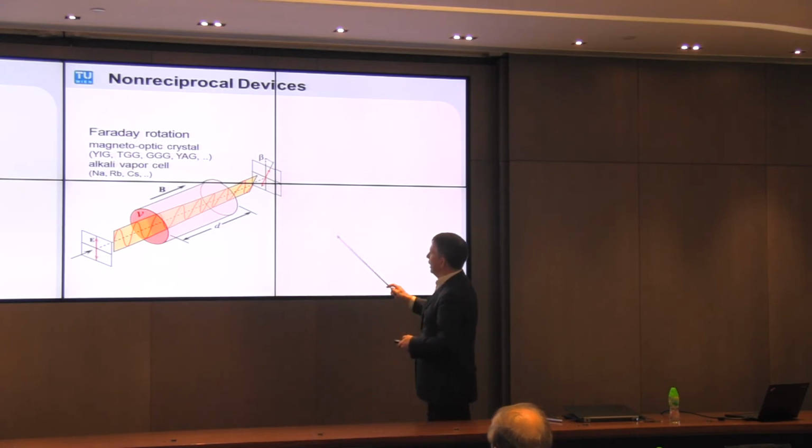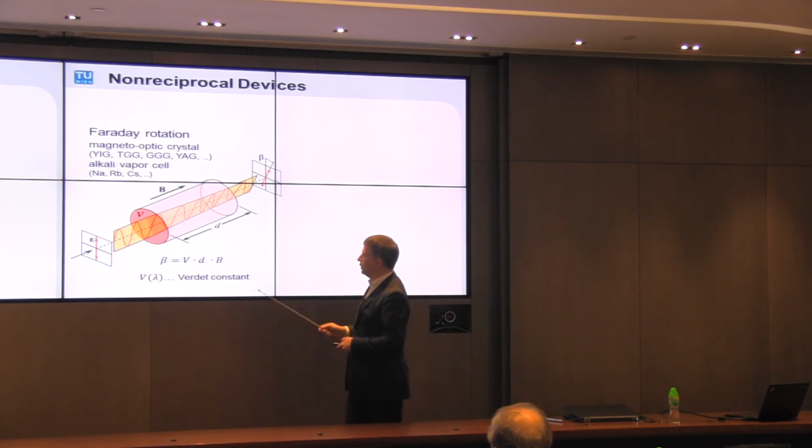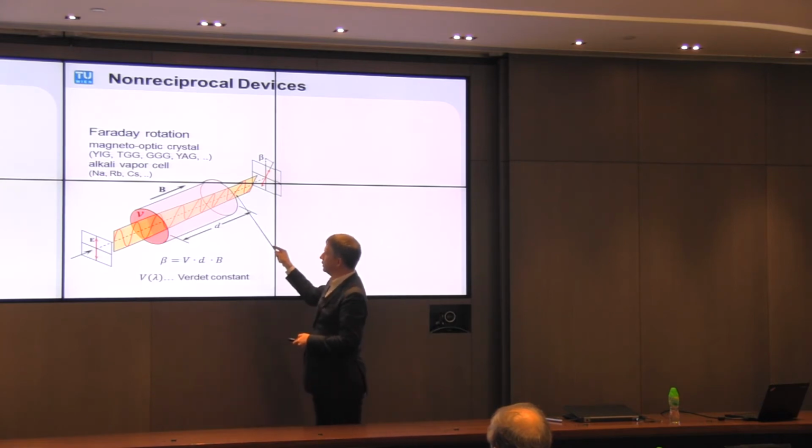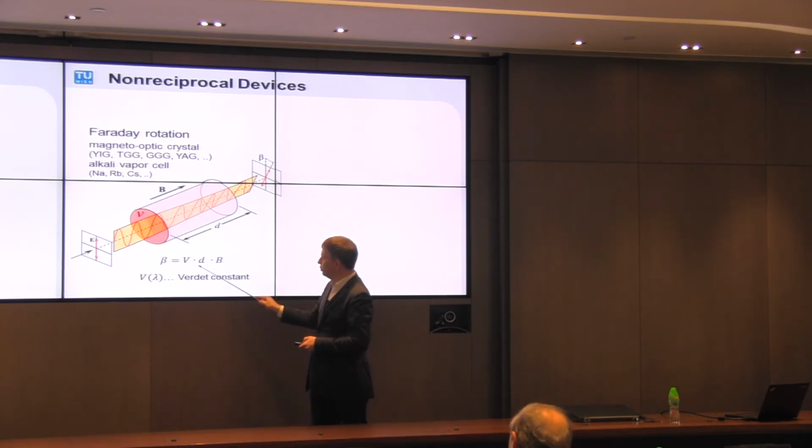And the angle beta by which the plane of polarization is turned depends on the length of the crystal. It depends on the strength of the magnetic field. So it's proportional to both the length of the crystal and the strength of the magnetic field. And the proportionality constant is the so-called Verdet constant, where this constant is a material property of the magneto-optical material.